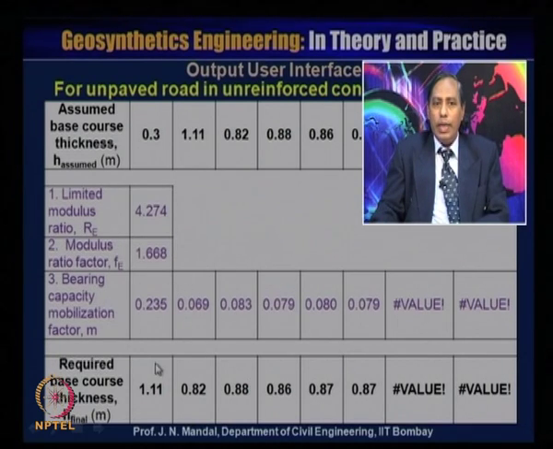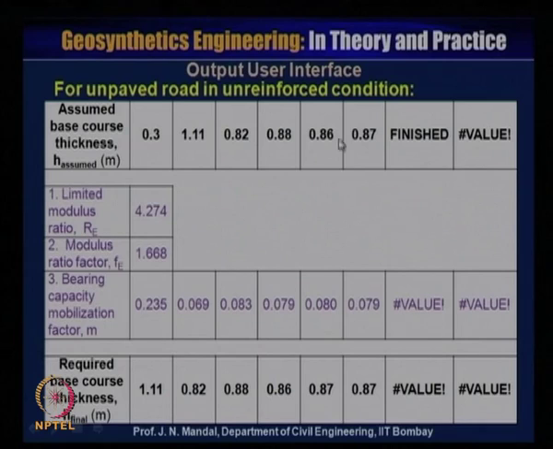And then you can get the required base course thickness. This is H final, so this is by iteration. You can see if you do the iteration, then you can get this value for the unreinforced case. This is as per geogrid. So this is 0.87 meter.